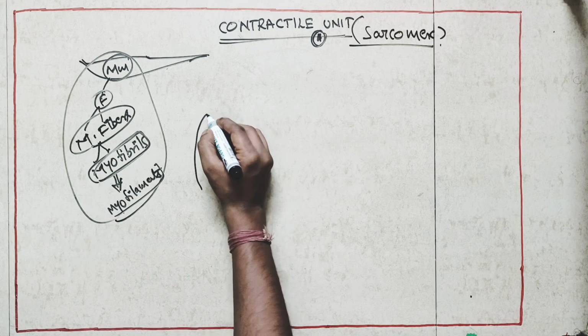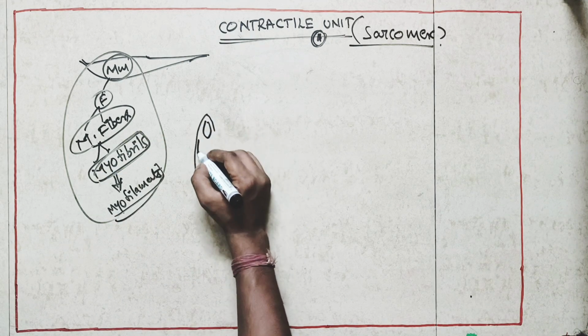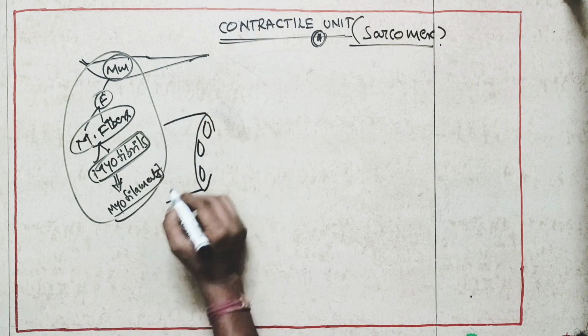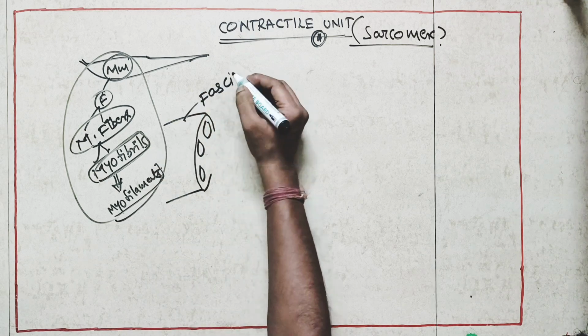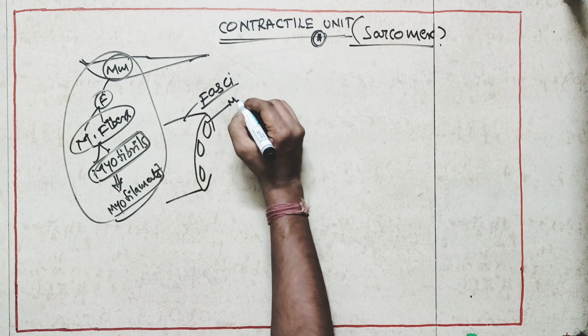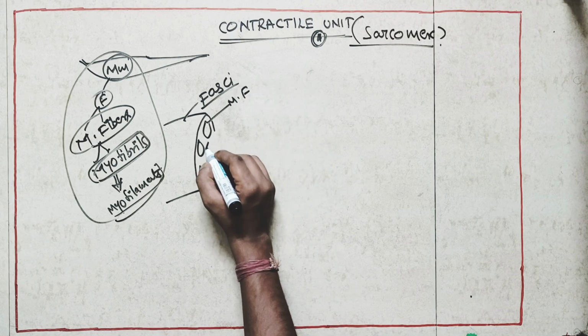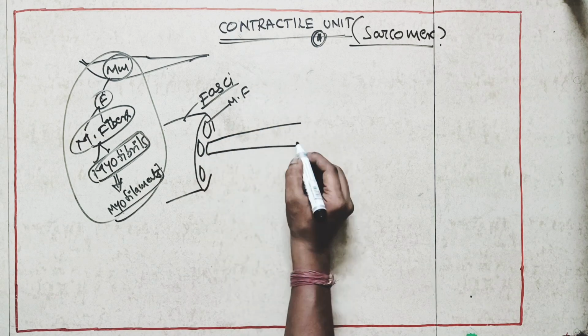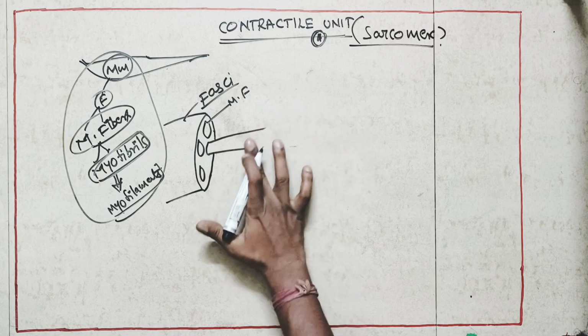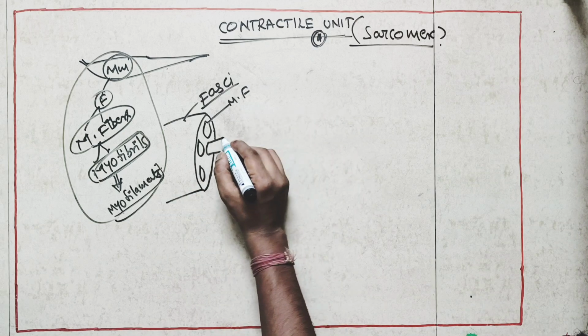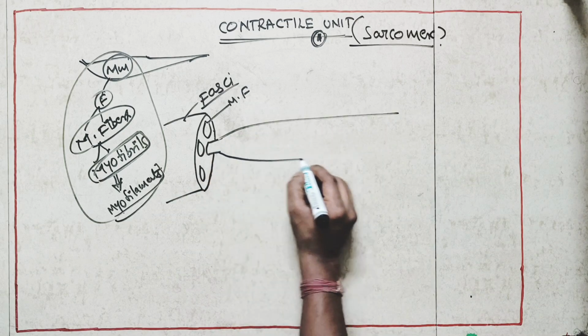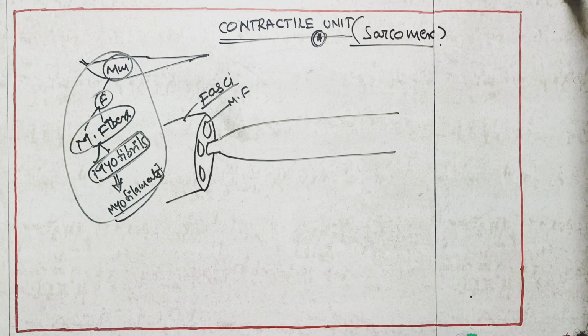Suppose this is the fascicle. Here we will have muscle fibers. This is the fascicle. This is our muscle fiber. So here I am taking one muscle fiber out. If we see the muscle fiber, it will be like this. Inside this muscle fiber, see here.